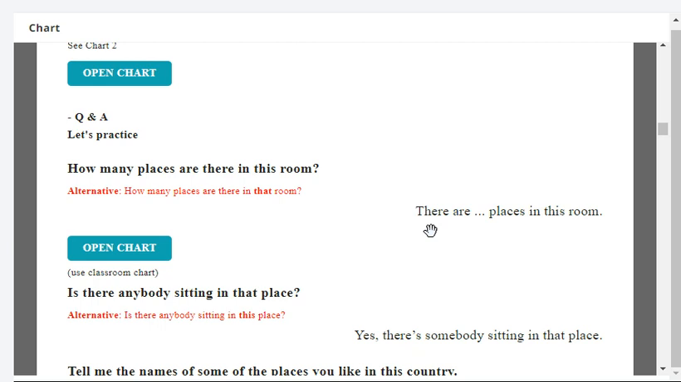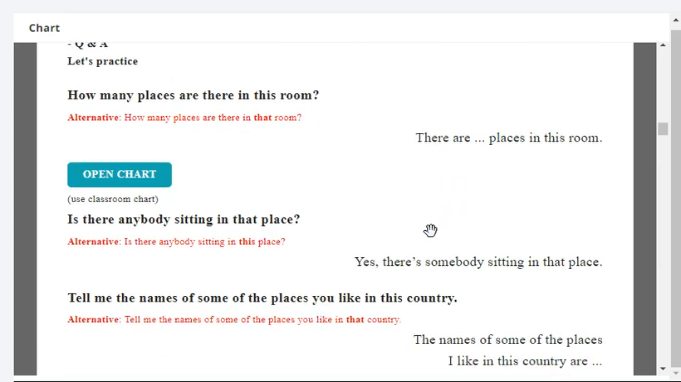How many places are there in this room? There are three places in that room. Is there anybody sitting in that place? Yes, there is somebody sitting in that place. Very good.